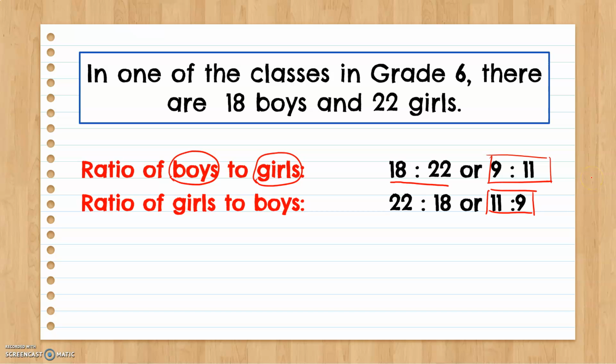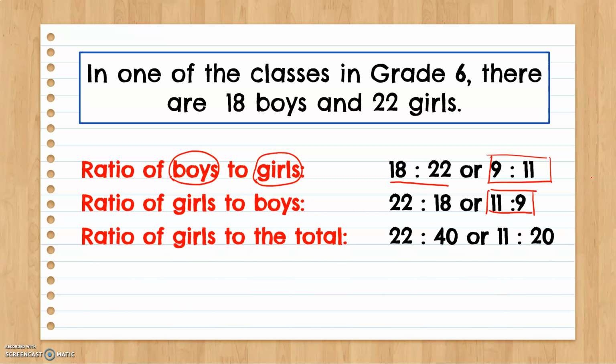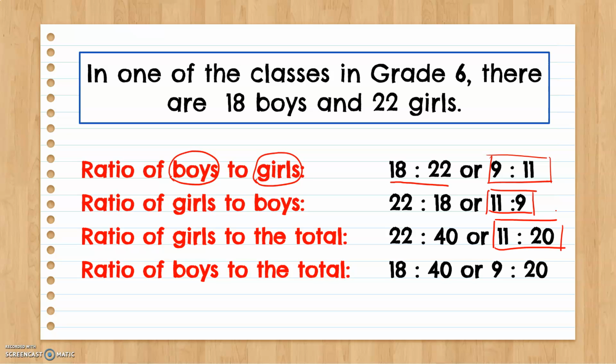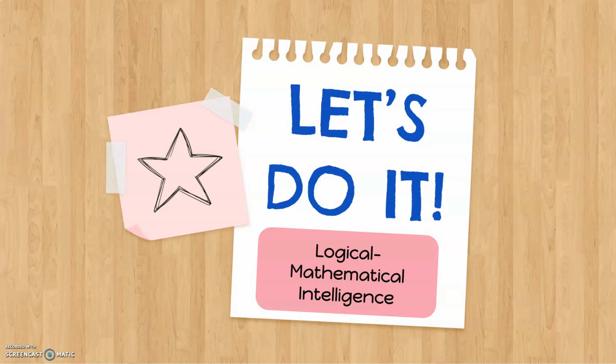We can also compare the number of boys to the total number of students in that class, or the number of girls to the total number of students in that specific class. For example, the ratio of girls to the total is 22:40. Since there are 18 boys and there are 22 girls, we know that in that specific class, there are 40 students. So the ratio of girls to the total is 22:40. But then again, we have to simplify our answer, so we should write our ratio as 11:20. If we will have ratio of boys to the total, that will be 18:40, or in simplest form, that is 9:20.